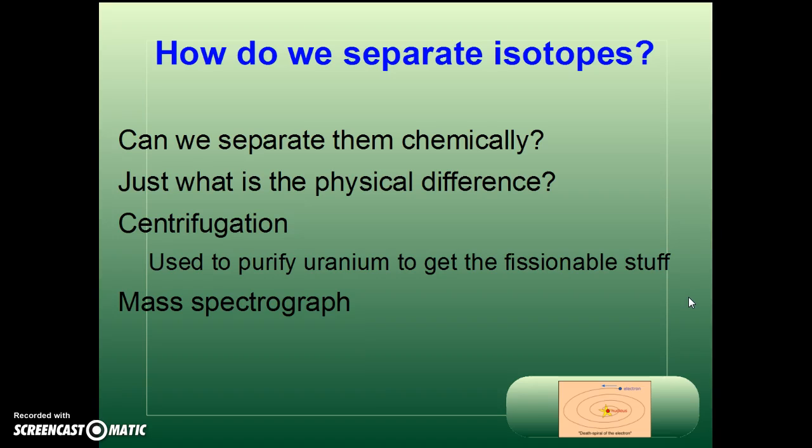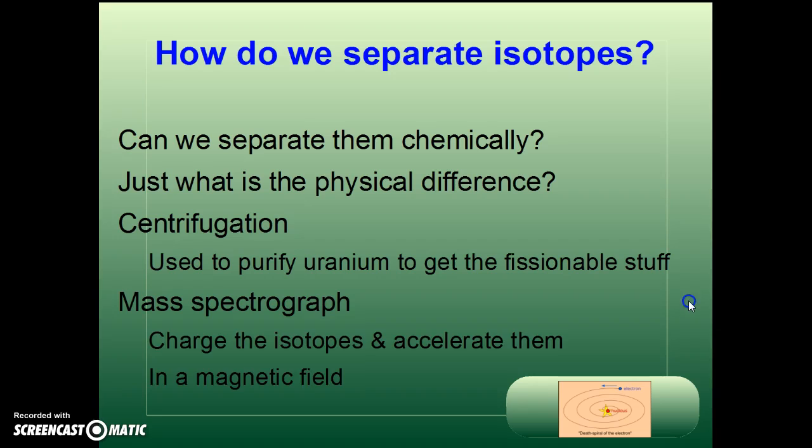The mass spectrograph is also used to separate isotopes. We charge the isotopes, we accelerate them inside a magnetic field, and then the more massive ones, being slower, will not turn as fast as the lighter isotopes.